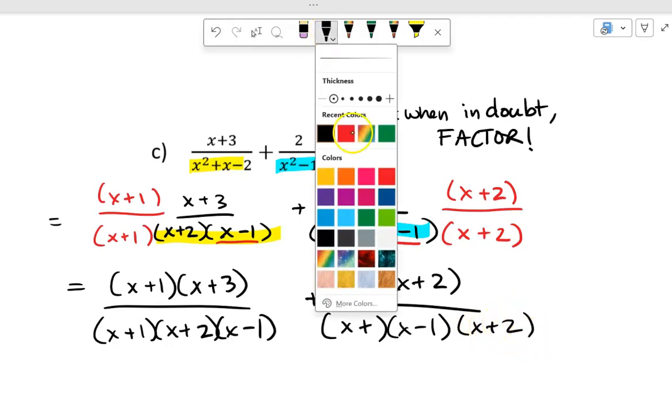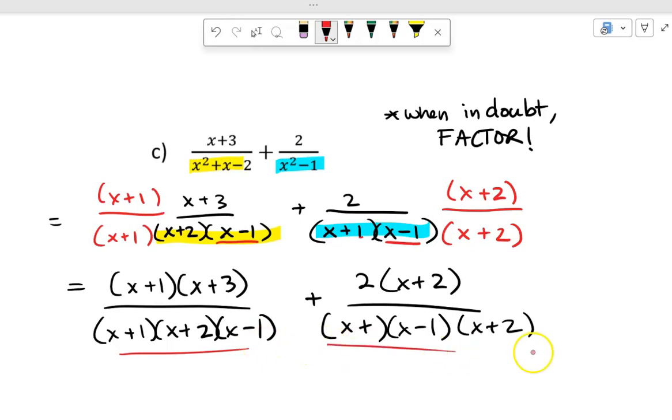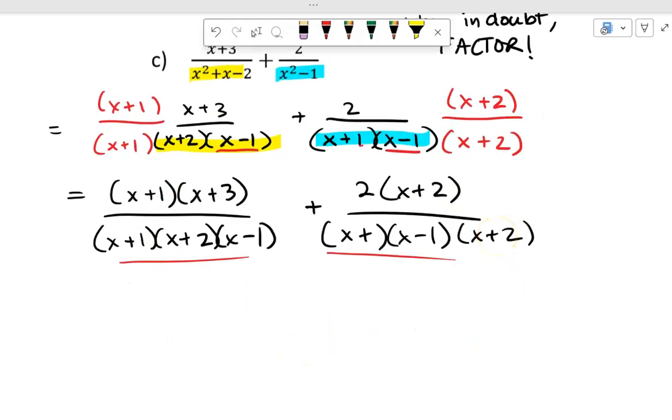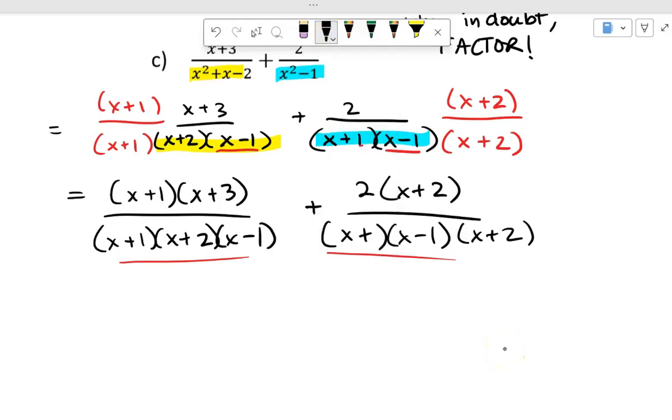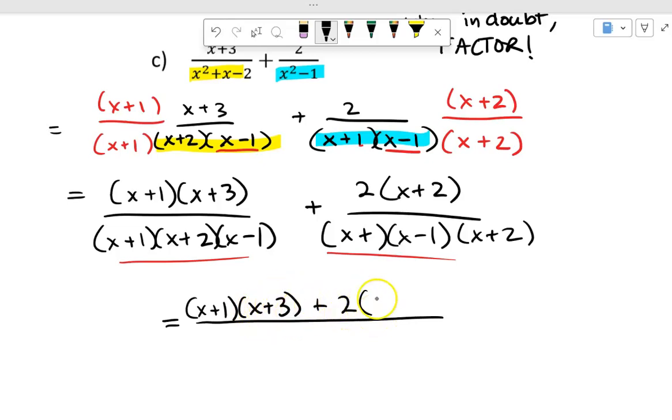Be very proud of yourself because you just made common denominators happen, which is really hard work when it comes to these types of problems. Honestly, it is. So now that we have common denominators, we can add things together. Add the numerators together on the top, x plus 1, x plus 3, plus 2 times x plus 2. Common denominator goes on the bottom one time only. Don't write it twice. That's the whole point of a common denominator. It becomes your denominator when you add.